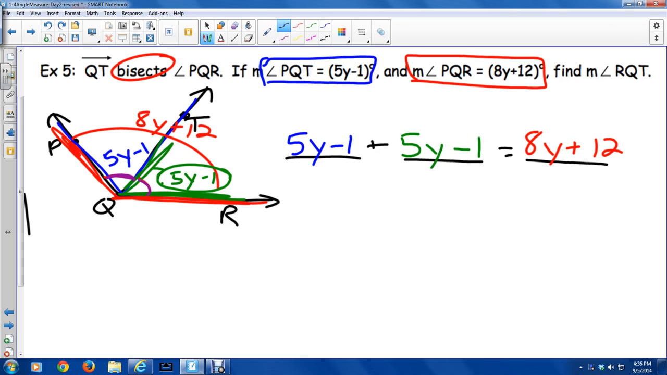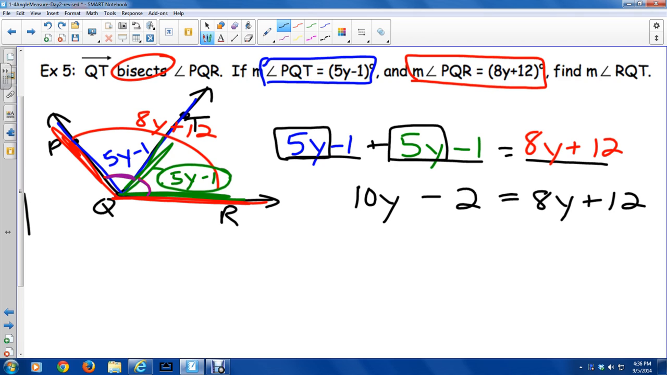So let's go ahead and do the algebra. It sounds a little bit more complicated. Okay, a lot going on the left-hand side. So I'm going to go ahead and combine my like terms. 5y plus 5y giving me 10y. Minus 1 minus another 1 giving me minus 2. So I went ahead and combined both of those. Equals 8y plus 12, not changing that. Subtract my 8y, giving me 2y minus 2 equals 12.